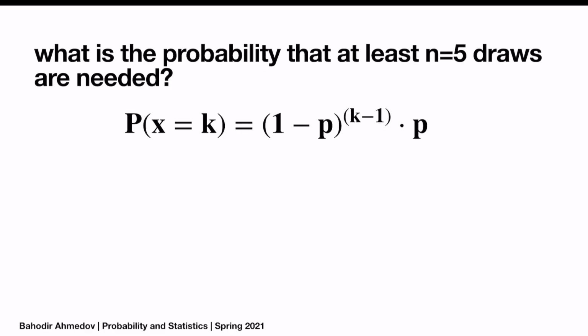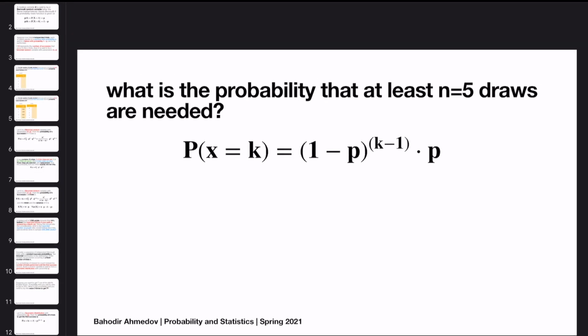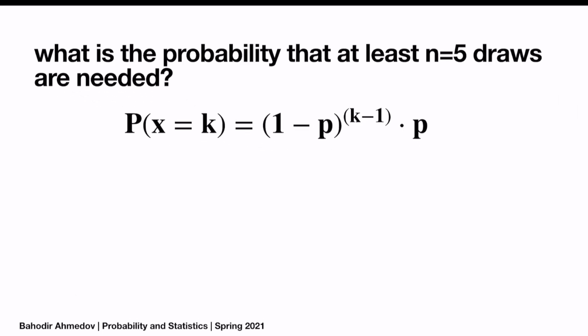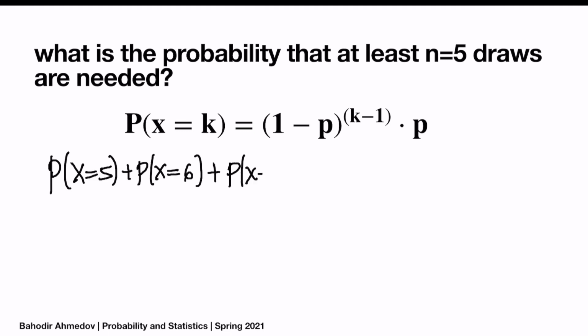What does it mean, at least? It means 5 and more, right? So we need to find the probability of having the blue in the 5th trial, or in the 6th, or in the 7th, and so on, right? Until when do I need to continue? It never stops. Theoretically I have to continue this until infinity.